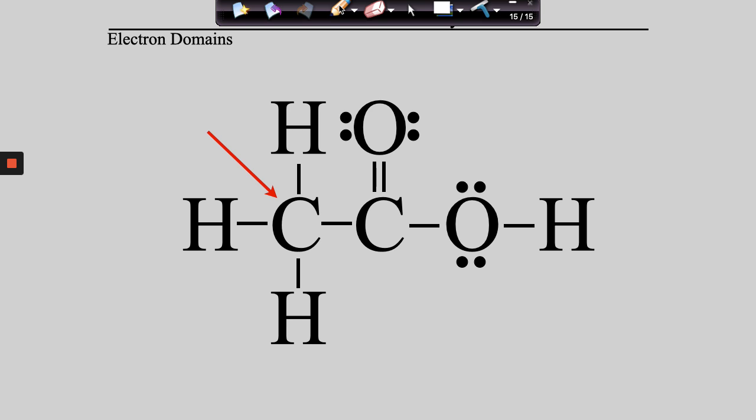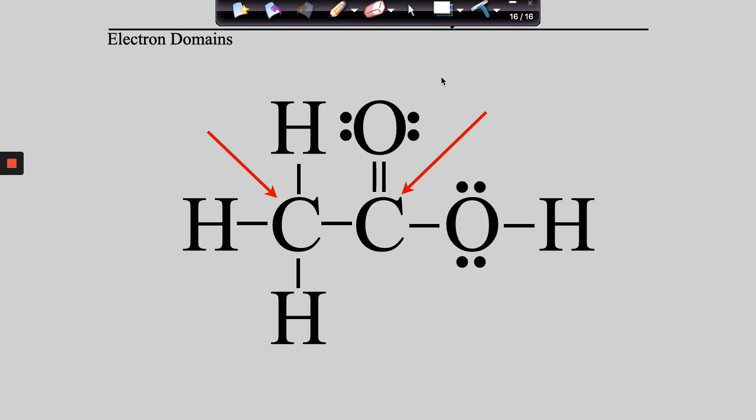Now that you've had a chance to think about it, let's count. So we have a single bond, one domain. Another single bond, another domain, another single bond, another domain, and a fourth single bond is a fourth domain. So there are 4 domains around that carbon atom.